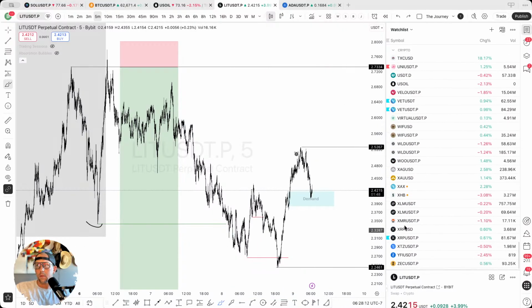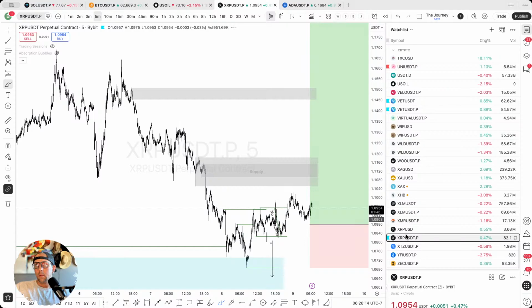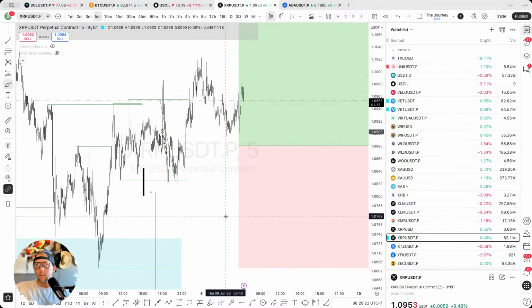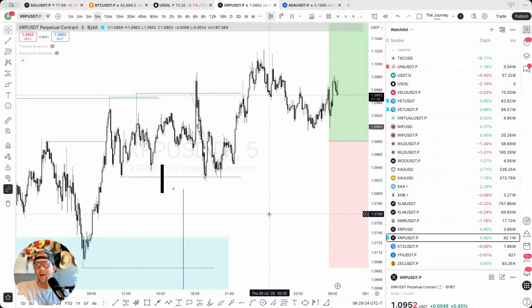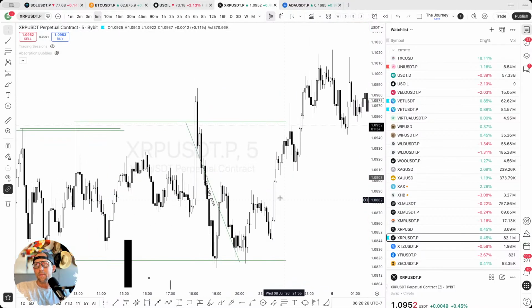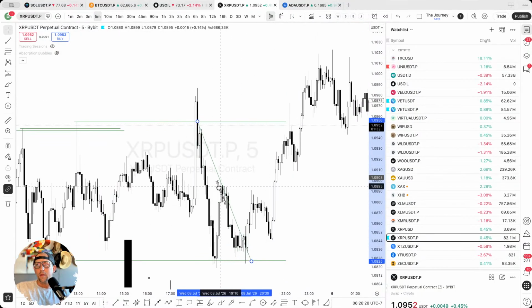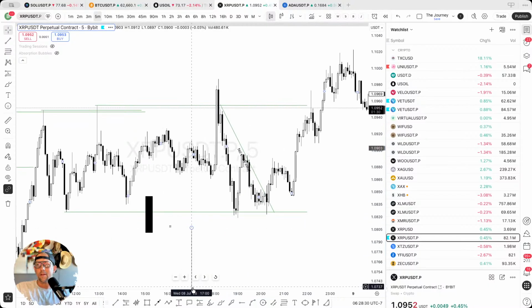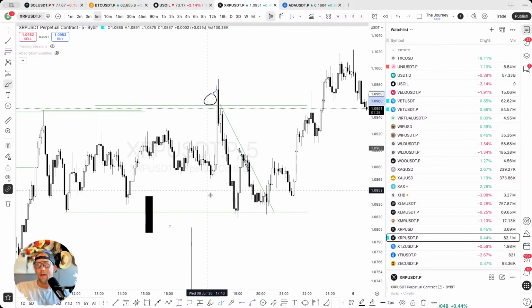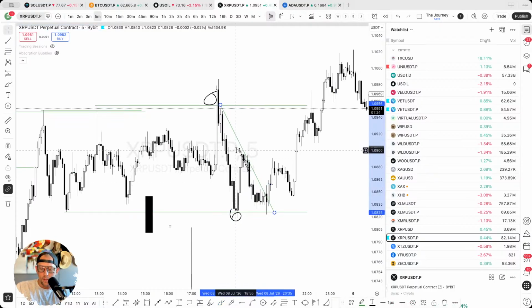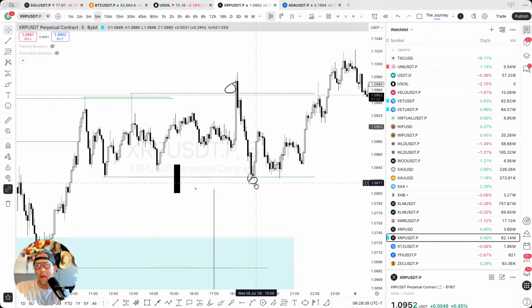XRP was another one. XRP, I think, is still managing. Did it really? That's so funny. He's had this no entry zone, and look at this. It pulled the high and ran the low.